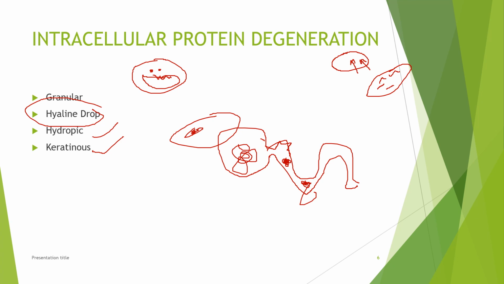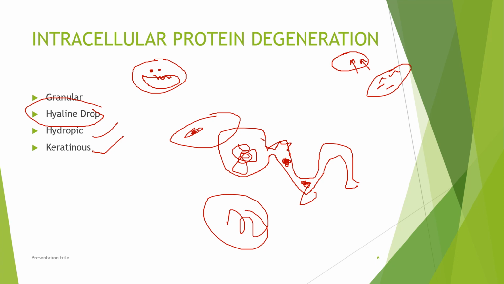While in case of alcoholic hepatitis, the hepatocyte contains clumps of alcoholic hyaline. The patient drinks alcohol, which combines with hyaline and forms alcoholic hyaline, and that's simply called Mallory bodies.